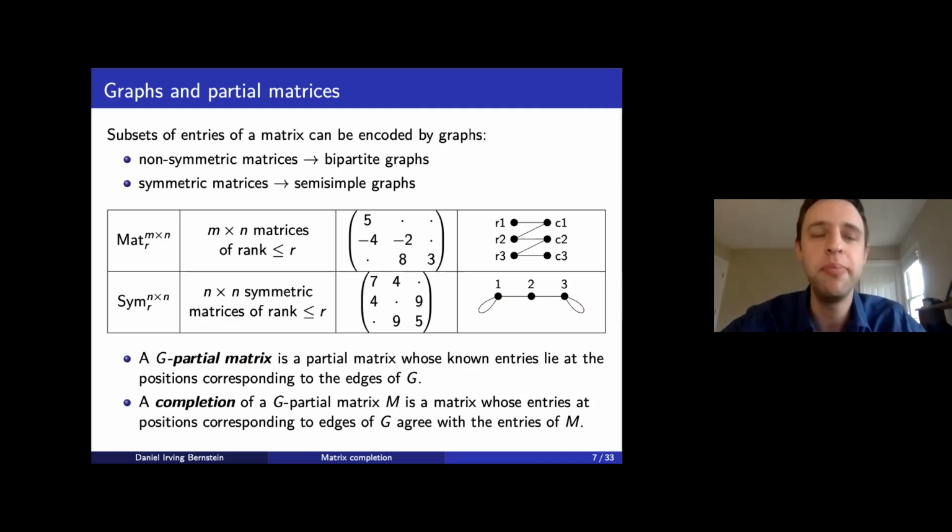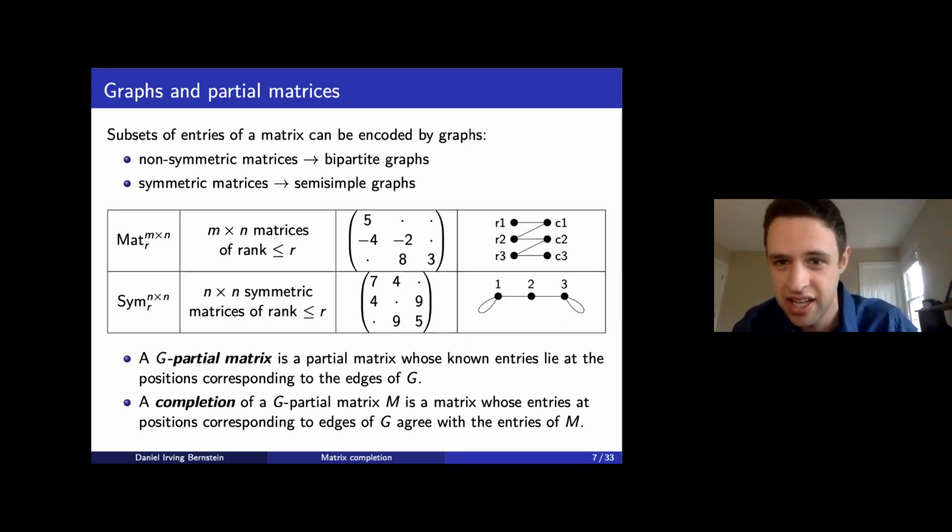Given a graph, a G-partial matrix is just a partial matrix whose set of known entries is described by that graph. A completion is just what it sounds like: you plug in entries for the missing stuff. Are there any questions about representing subsets of entries of a matrix on a graph? All right, if not, I will continue.